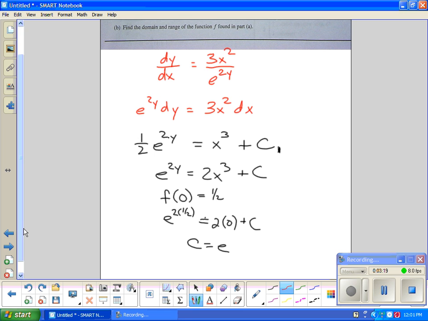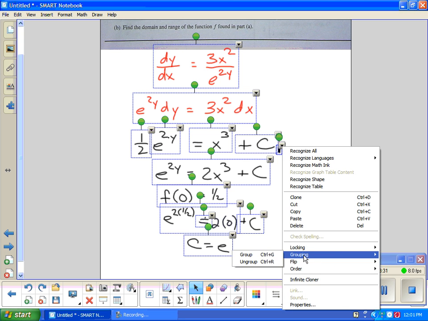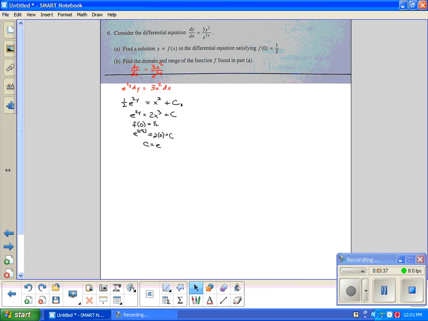So now I'm going to plug this back into this equation right here. All right. So I'm going to group this so I can get some more room so we can see the problem as we work here. All right. So we've done all this work, and we now are really close. Okay. So I take e and I put it in. I have e to the 2y equals 2x cubed plus e. All right.